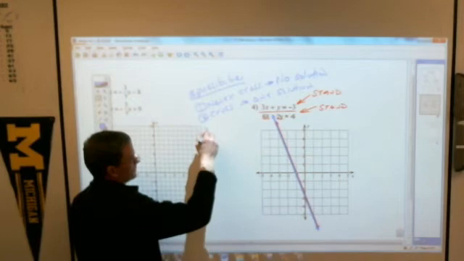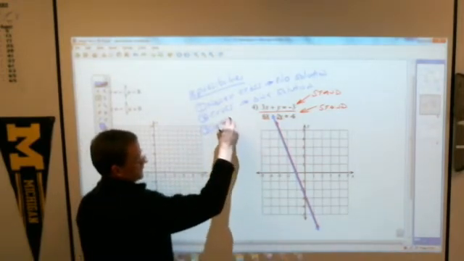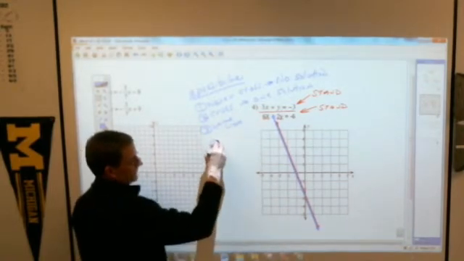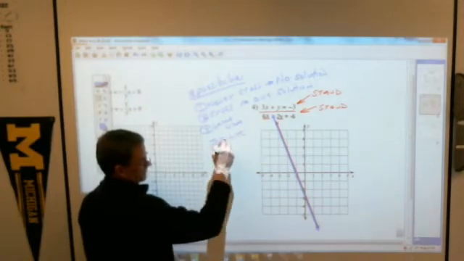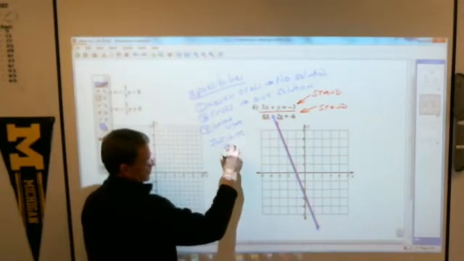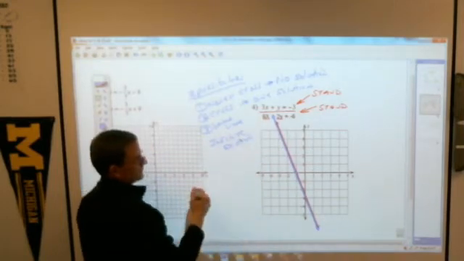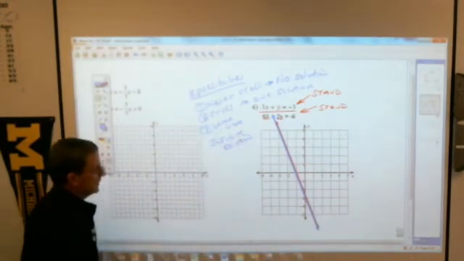And the third choice is what just happened to us. If they're the same line, then there are infinite solutions. They go on forever with solutions. That doesn't mean everything's a solution, but there are infinite amounts of solutions because it is the same line.